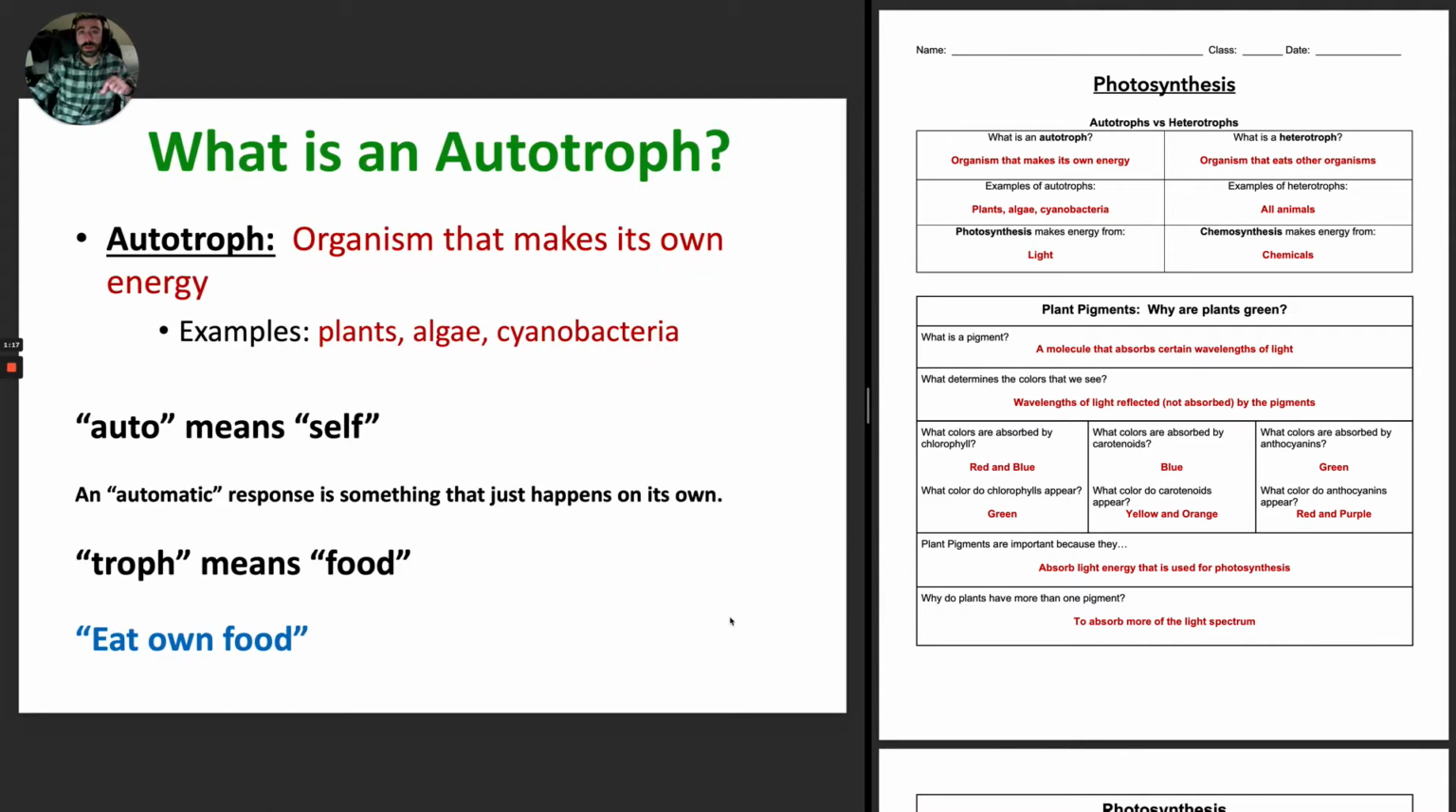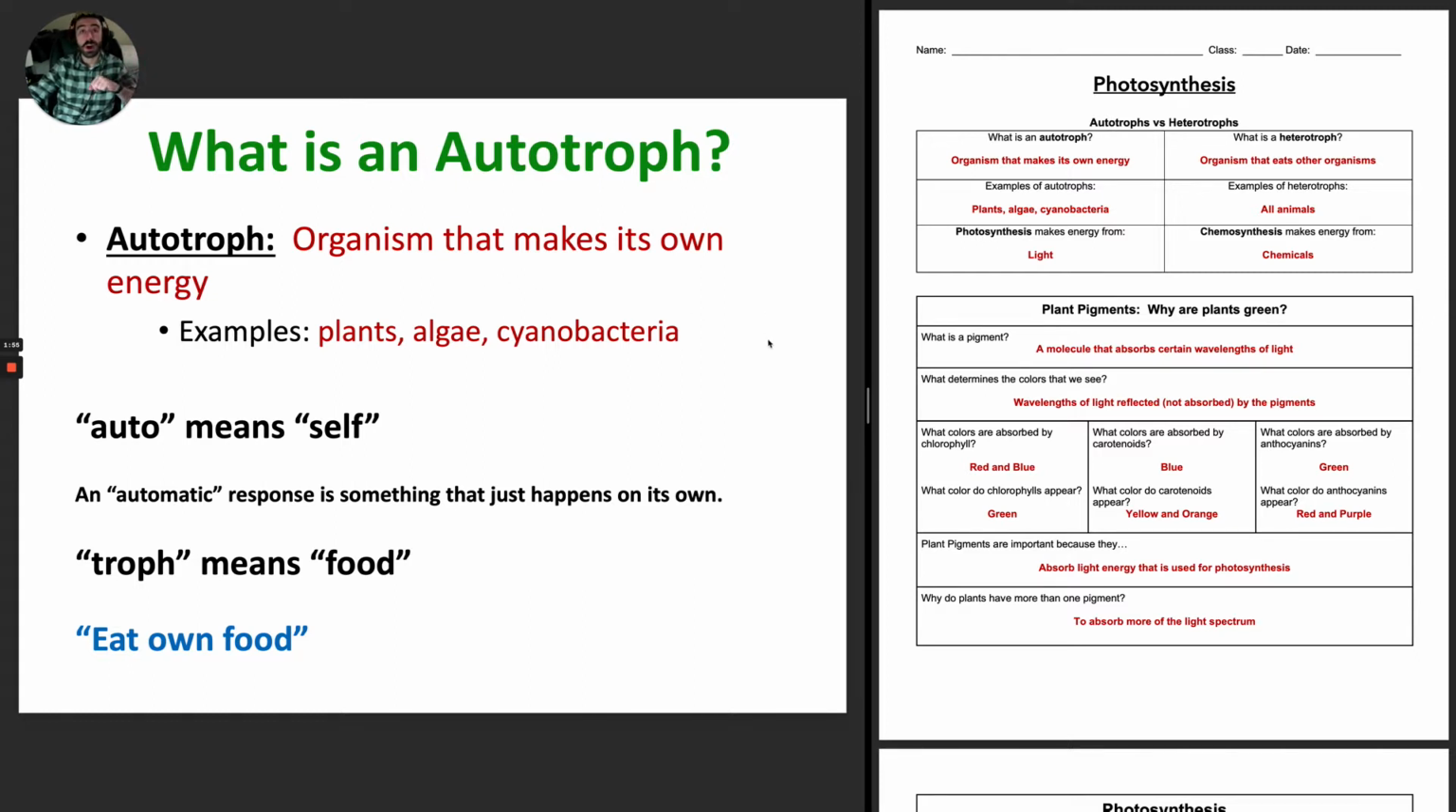First we have to talk about something called an autotroph. Auto is a prefix that means self. Troph is a suffix that means food. So an autotroph is an organism that makes its own food or its own energy. Plants and algae and cyanobacteria are examples of this. You've probably heard auto in autobiography, right? Which is a biography written by the person themselves. So autotrophs are organisms that make their own energy or make their own food.